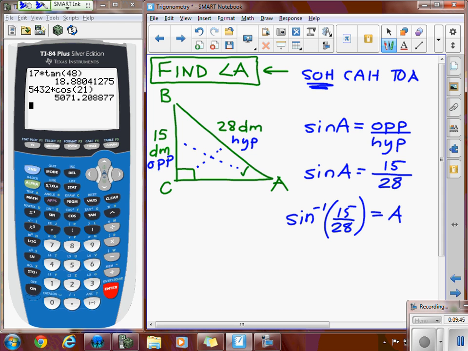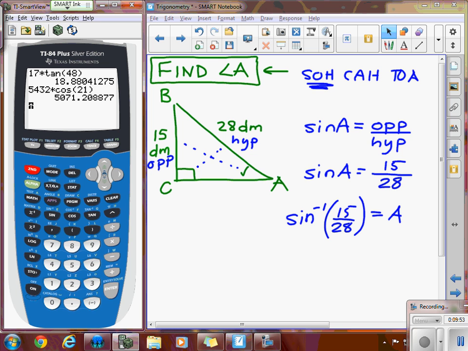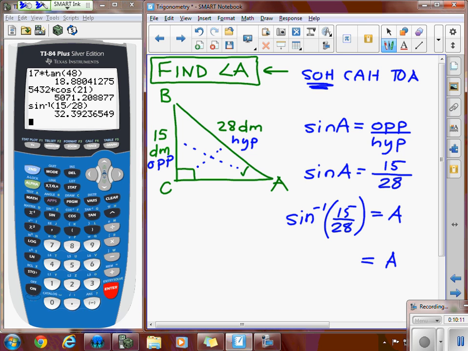So in your calculator, to find the inverse sine function, it's right above the sine button. So you have to hit the second function button first, sine, and then say 15 divided by 28. Get in the habit of closing that bracket, hit enter, and we usually round decimals to the nearest degree. So in this question, we could say angle A is 32 degrees, roughly.